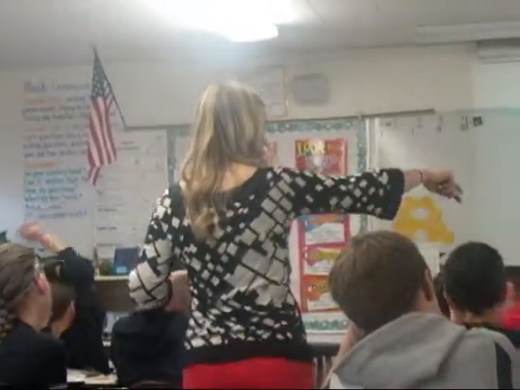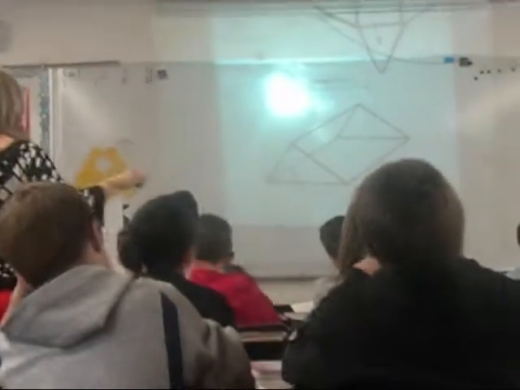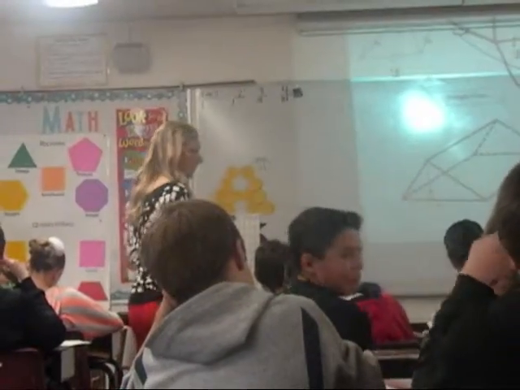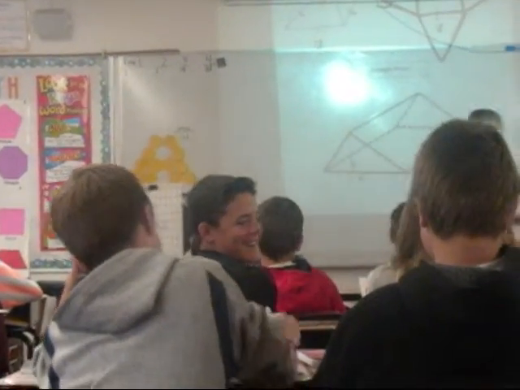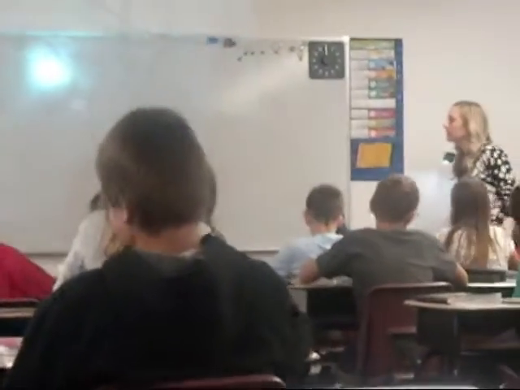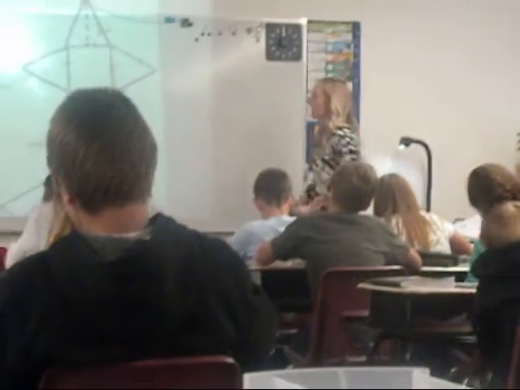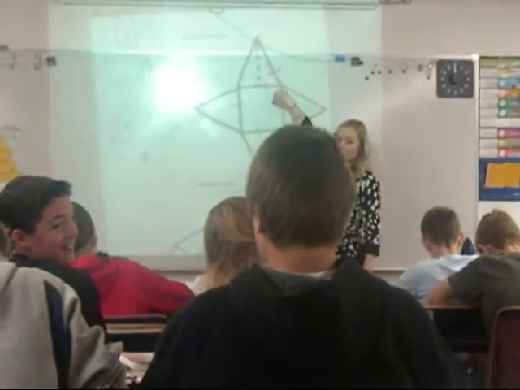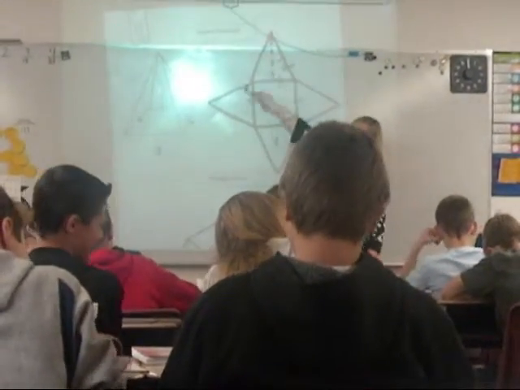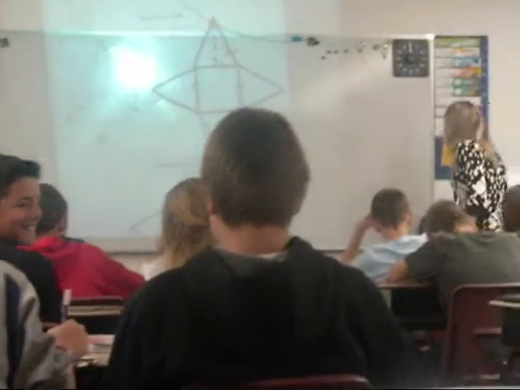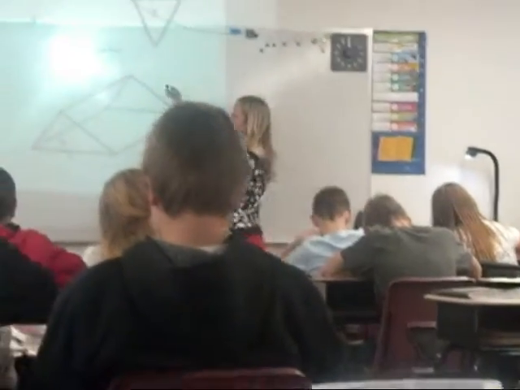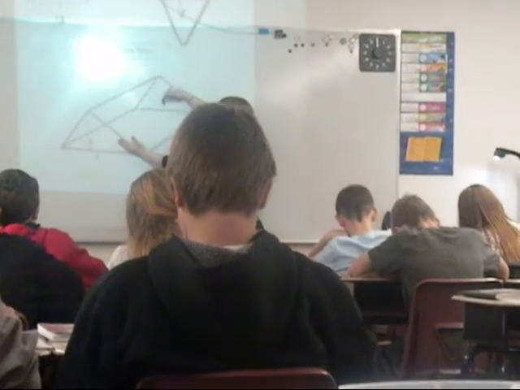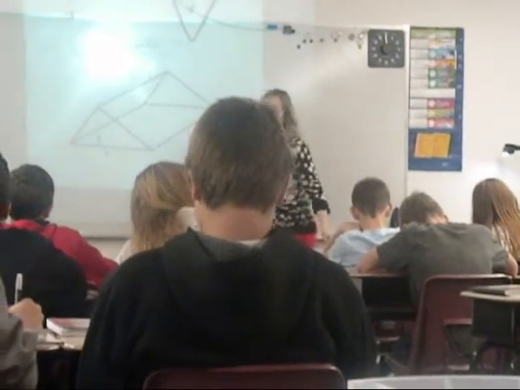Yeah. Okay. You're on the right track, Abby. So pyramid, the base is one shape, and all the sides are another shape. With a prism, the front and the back are the same, so then all the sides would be different.